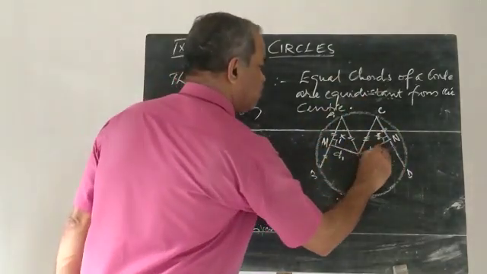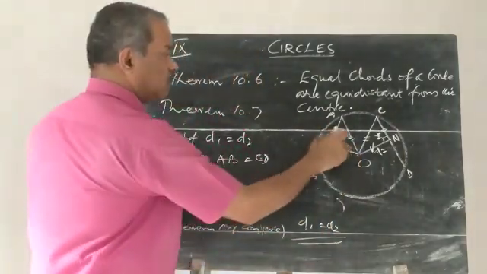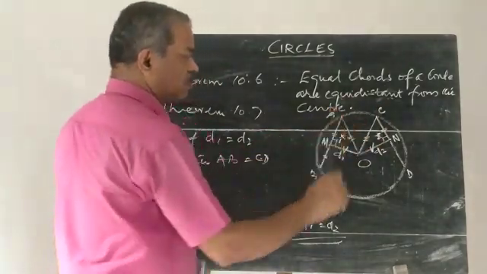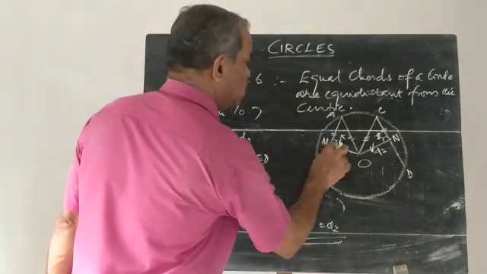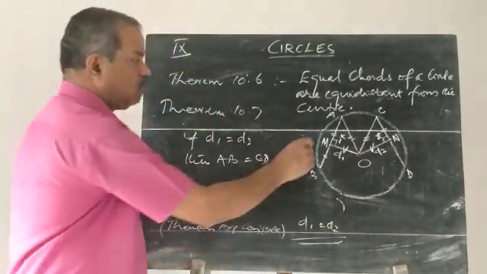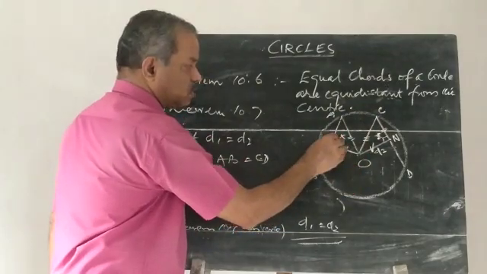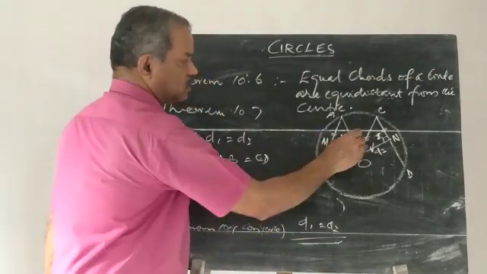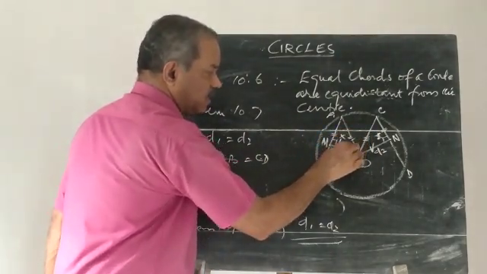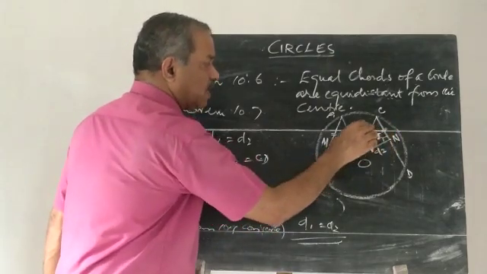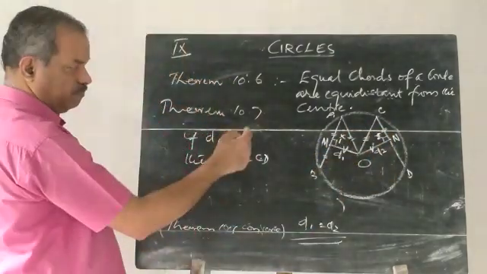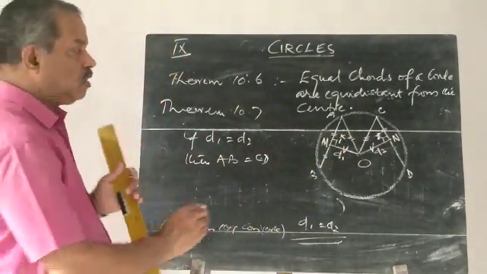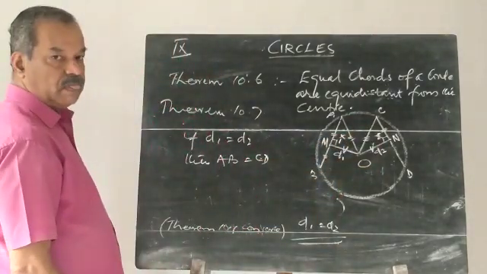D1 equal to D2, these two are equal. What about AO and CO? They are equal, radii. Then these two angles are 90 degrees, perpendicular distance, so these are the hypotenuses. By the same rule, RHS: right angle, hypotenuse and this side are equal. So these two triangles are congruent triangles.